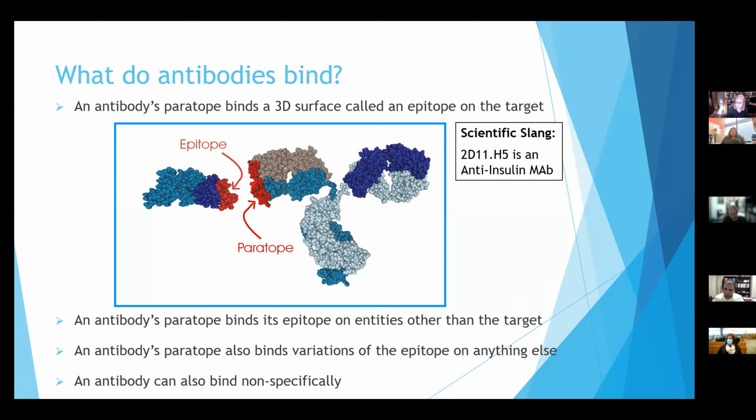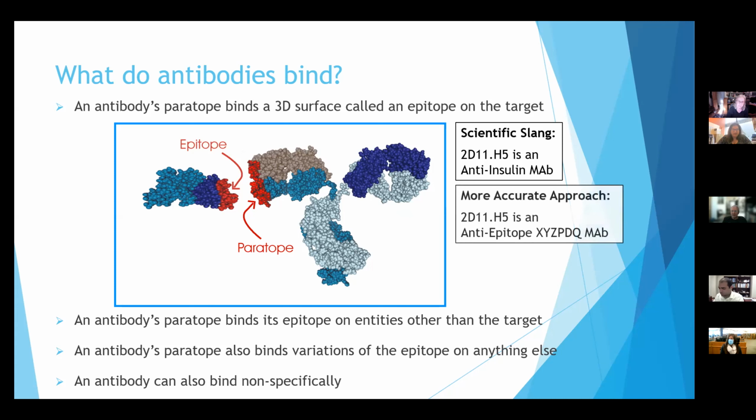So scientists are really sloppy in how they speak. And that's because sometimes the names get really long and everyone wants to say things quickly. So this is a particular name of an antibody, and we would call this an anti-insulin monoclonal antibody. But if we wanted to be precise, we would actually give a name to the epitope on insulin that it binds, because the antibody is actually against that epitope. It is not against insulin. Insulin just happens to have that epitope.